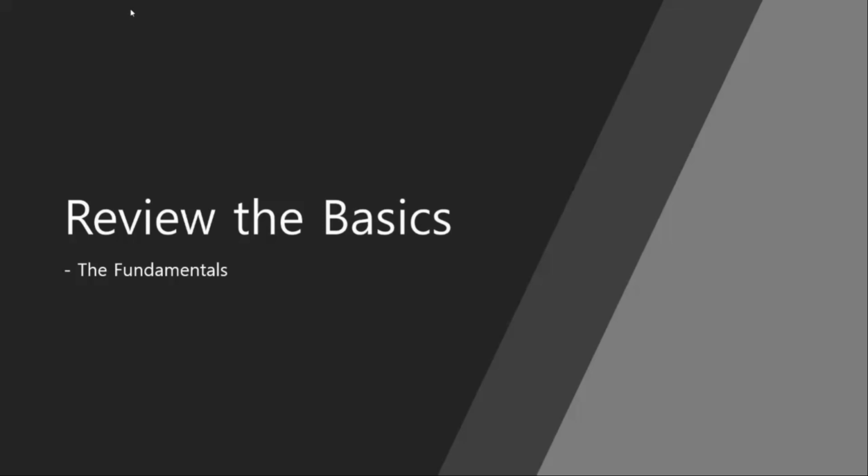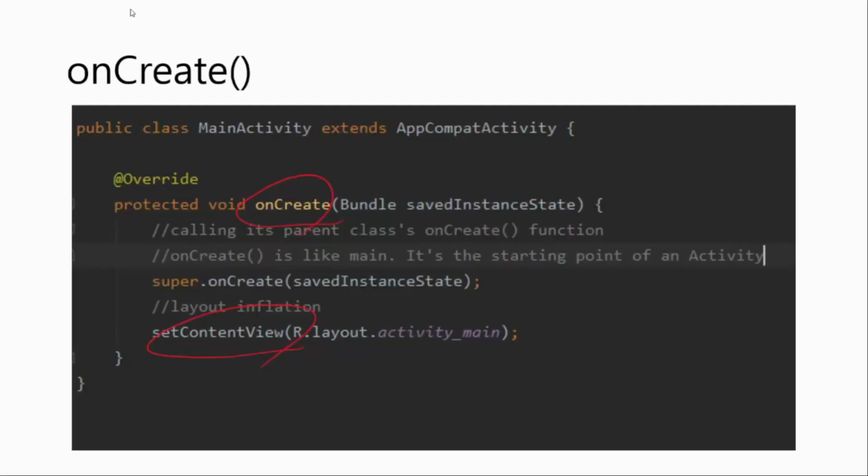So let's talk about some of the fundamentals before we actually build a sample. So onCreate function is like the main function in Java. It is the starting point of every activity and it overrides from its parent class AppCompatActivity. Also, the setContentView function allows us to inflate the layout we created, and we can use the views within the layout from the source code by calling its ID.